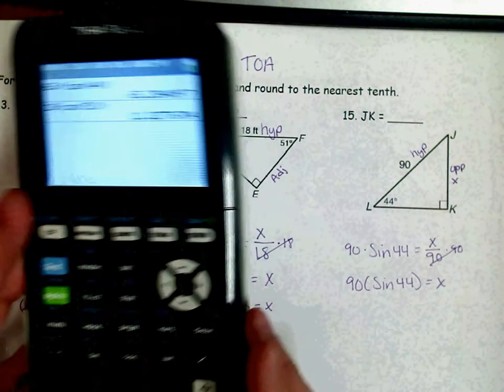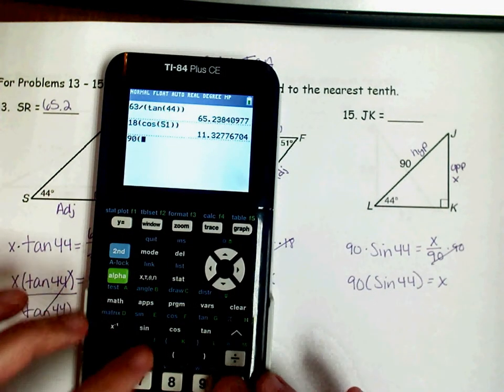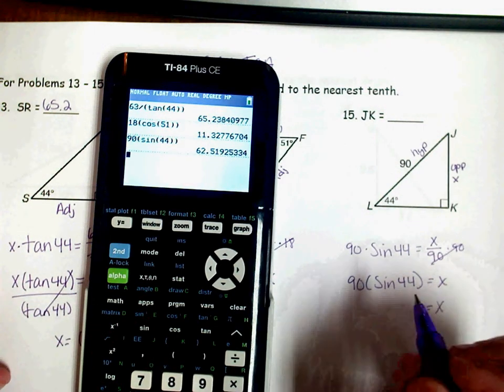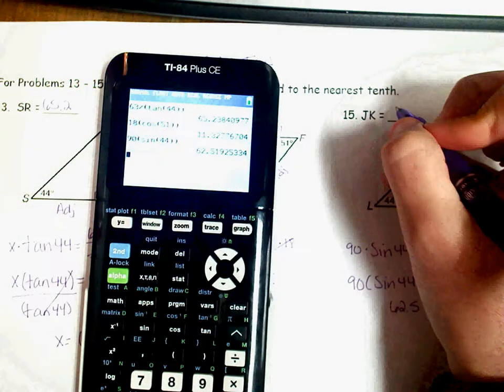So plug that in, 90 times the sine of 44. And that gives us 62.5. So 62.5.